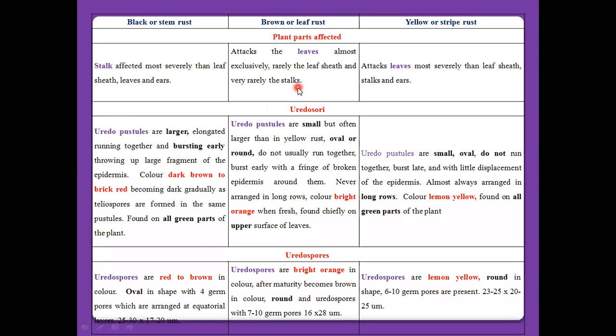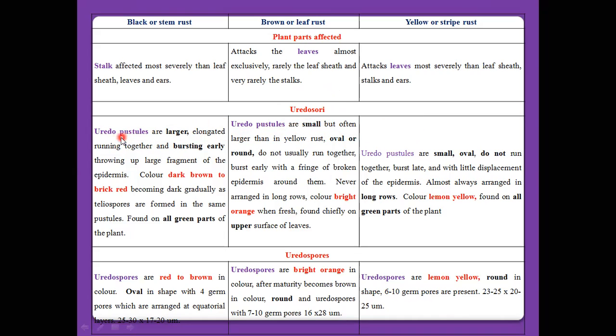I already discussed which plant parts are mostly affected by black rust, brown rust, or yellow rust. Initially, uredopustules generally develop on the surface of the leaf or stem, and these lesions break through the epidermis layer and develop the uredopustules. These uredopustules are generally larger than in brown rust and yellow rust.